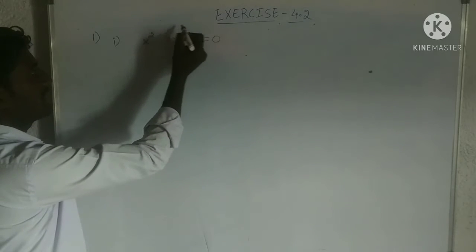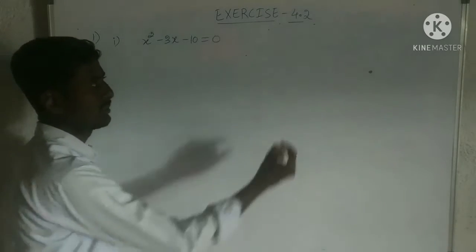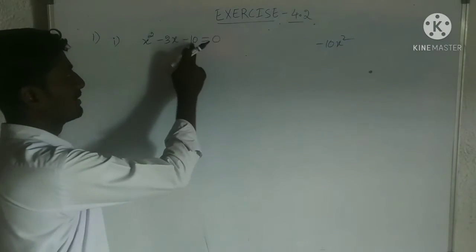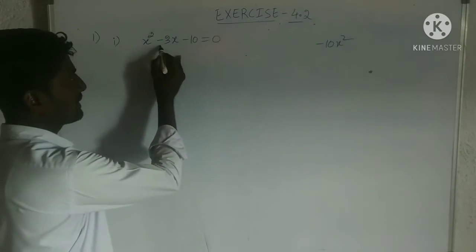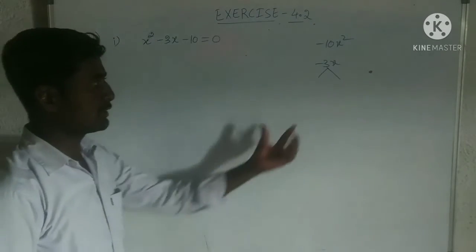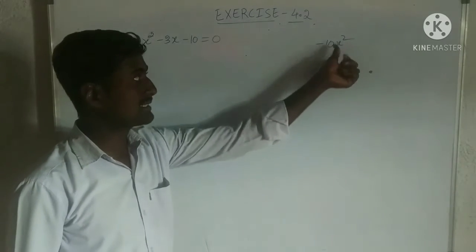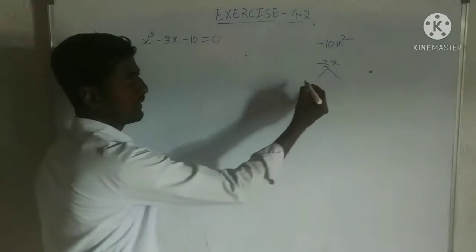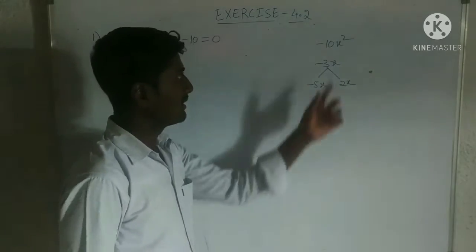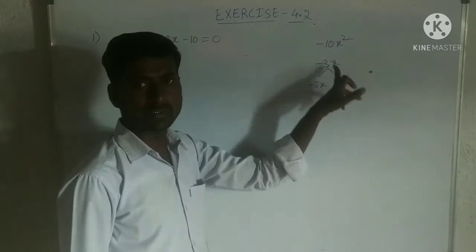First multiply the first term and third term. What is that multiplication? x square into minus 10, that is minus 10 x square. Then I have to split the middle term, minus 3x. After adding these two terms I should get minus 3x, and the multiplication of these two terms should be minus 10 x square. Now I can take this as minus 5x plus 2x. 5 twos are 10, and minus 5 plus 2 is minus 3.